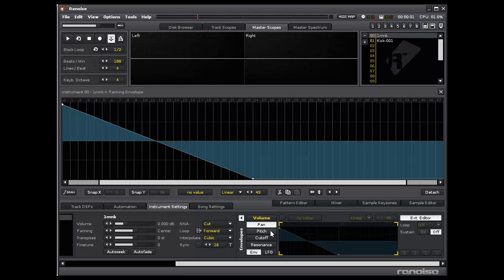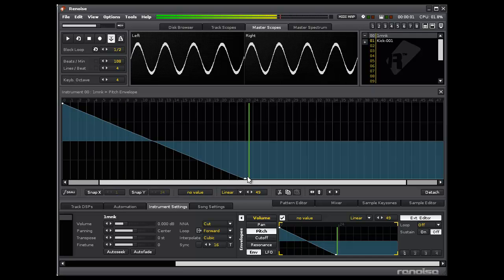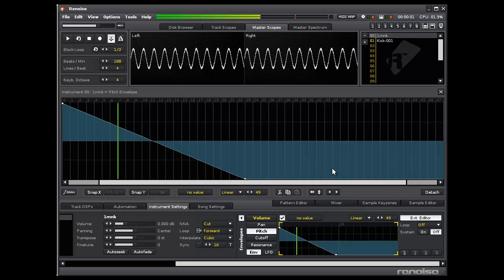You can also apply envelopes to other things, for example, pitch. So let's turn on this pitch envelope. Have a think about what you predict will happen. We've got very high, very low. What kind of sound do you think we're going to get? Let's find out. So you've got a very high pitch going to a very low pitch, kind of quickly.